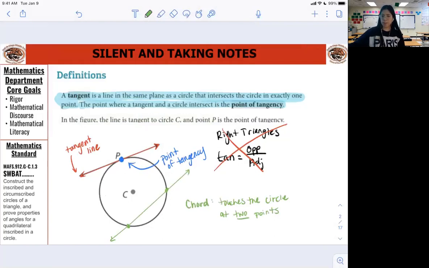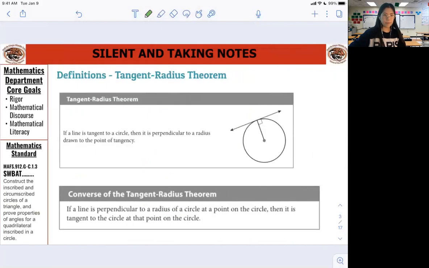Okay, I'll give you guys about another 30 seconds. Anyone else still writing? No? Okay, all right. We have a theorem. This is the tangent radius theorem.